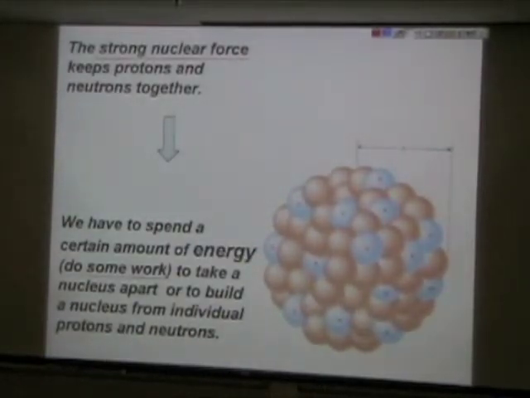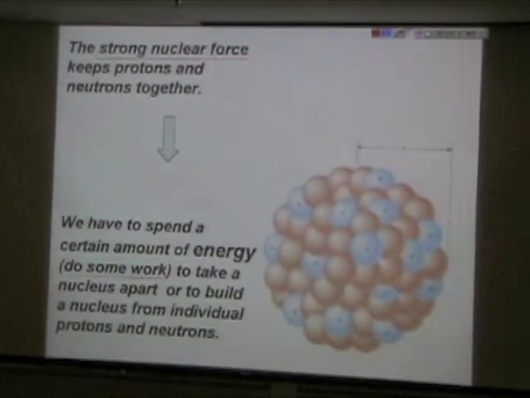The problem is that protons are so close to each other that the force of electrostatic repulsion is very, very strong. To hold them together, to overcome the force of electrostatic repulsion, we should use some new force, a very strong nuclear force, which has a name: the strong nuclear force. That's the name of this strong nuclear force.